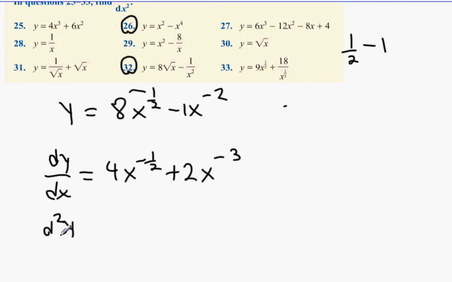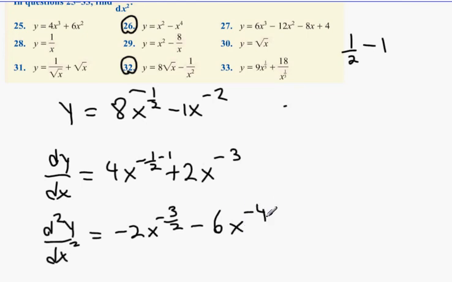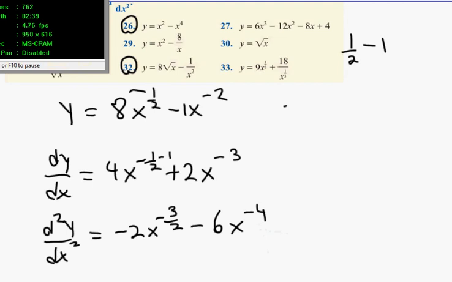Differentiate a second time is what this means. Now what we're going to do is minus a half times 4, minus 2, take 1 away from the power, minus 3 over 2, minus 3 times 2, minus 6, take 1 away from the power, minus 4. There's your answer. Okay? So we're differentiating that like crazy.